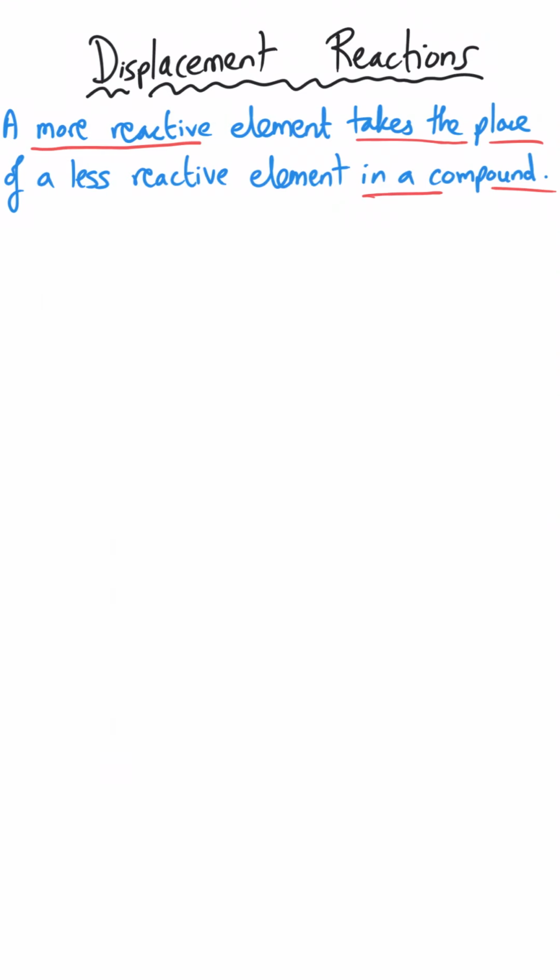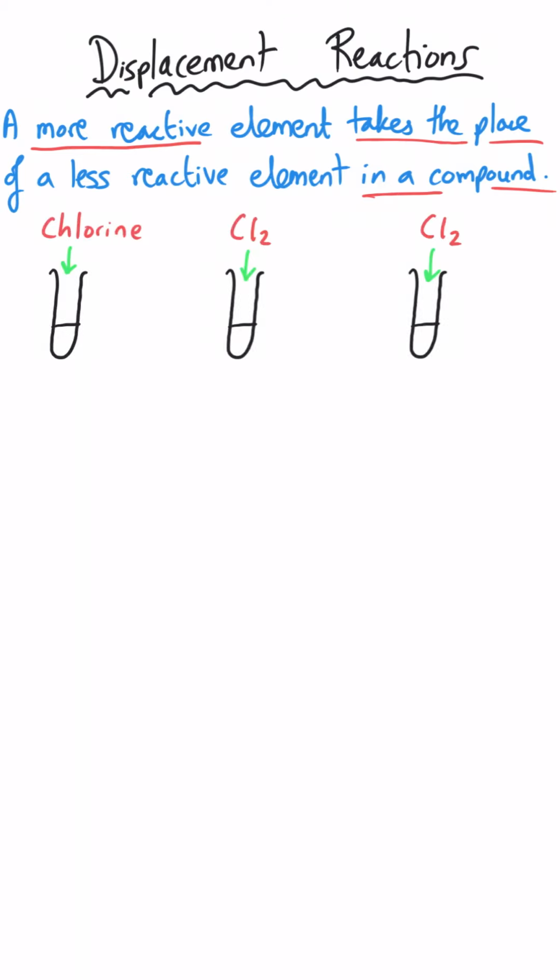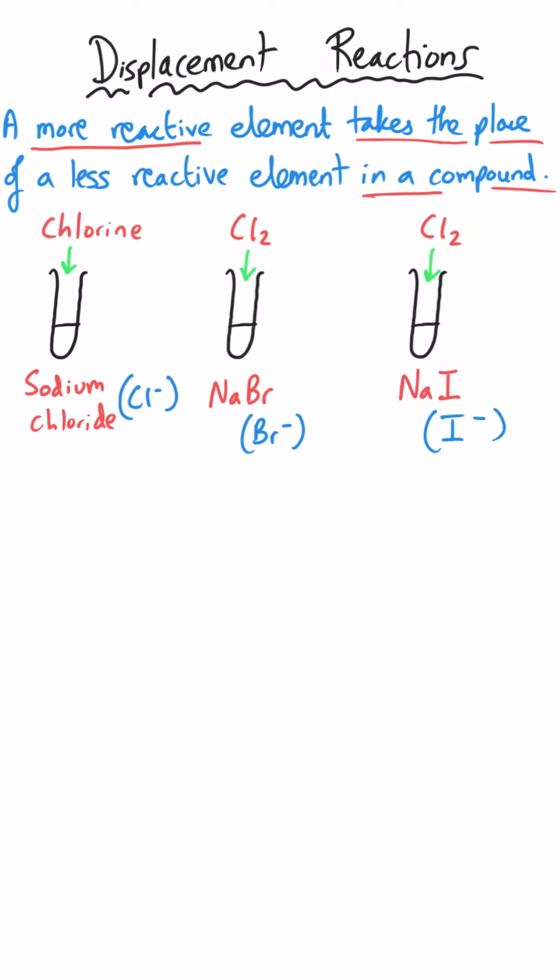You can do a series of chemical reactions to prove this pattern in reactivity, and these are called displacement reactions. What you do is you mix a halogen, for instance chlorine, with solutions that contain halide ions. So for instance sodium chloride, sodium bromide, sodium iodide. And then if the halogen that is being added is more reactive than the halide ion that is already present in the solution, we will get a displacement reaction.